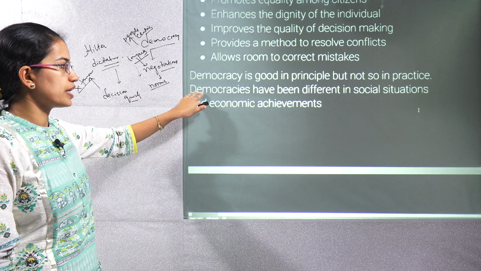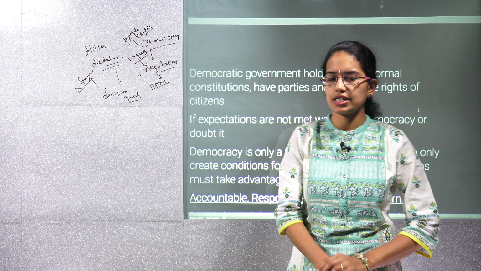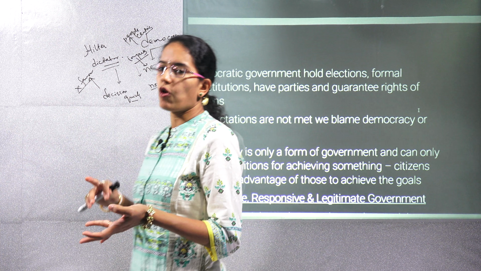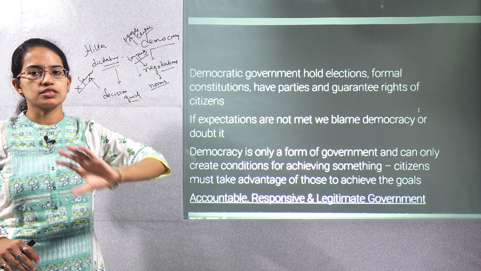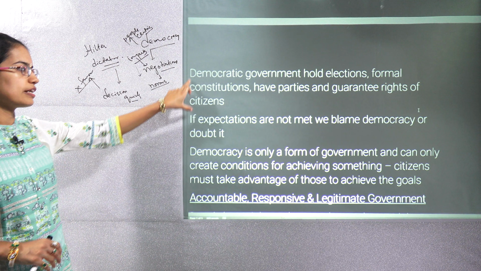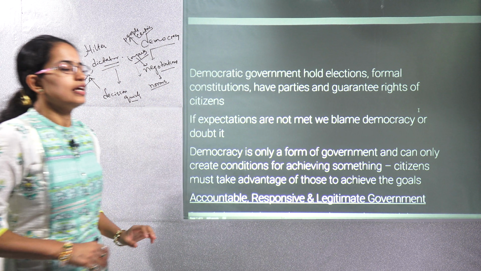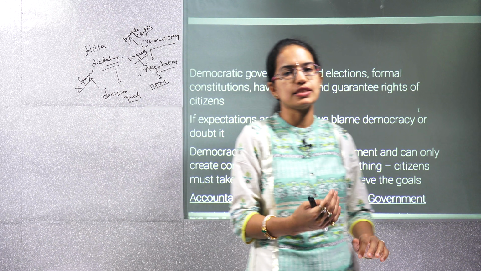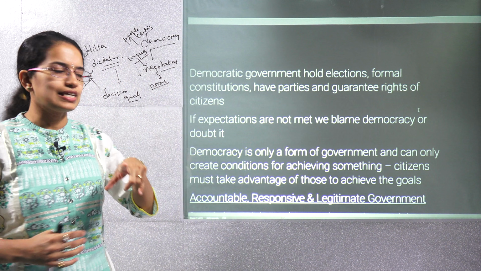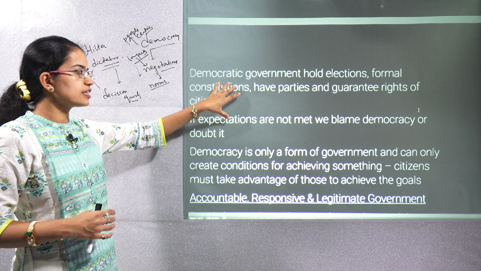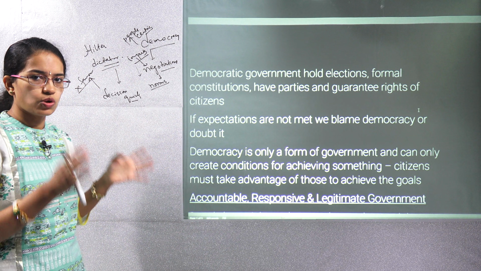So all those vary with country, with situation, but under democracy definitely there would be elections, there would be formation of constitutions, there would be parties, and the citizens would be guaranteed certain rights. So those are definitely the added advantages that a democratic government witnesses. Again, if something does not work well, we try to blame the democracy or doubt the democracy. So what happens as a result is the democracy tries to achieve something and then it tries to rectify the mistake that it has already done.